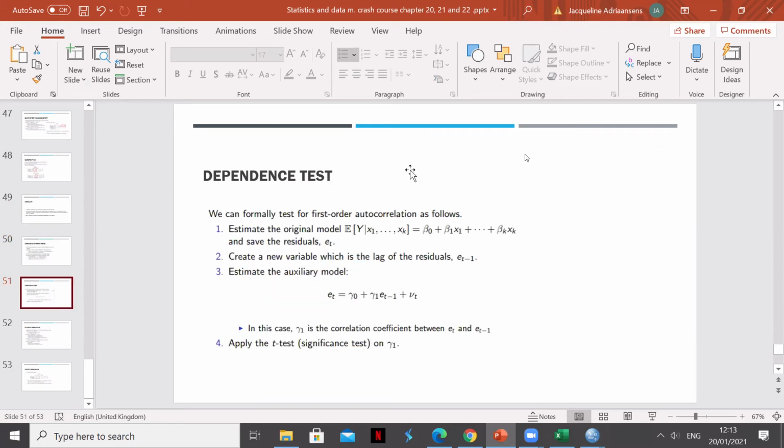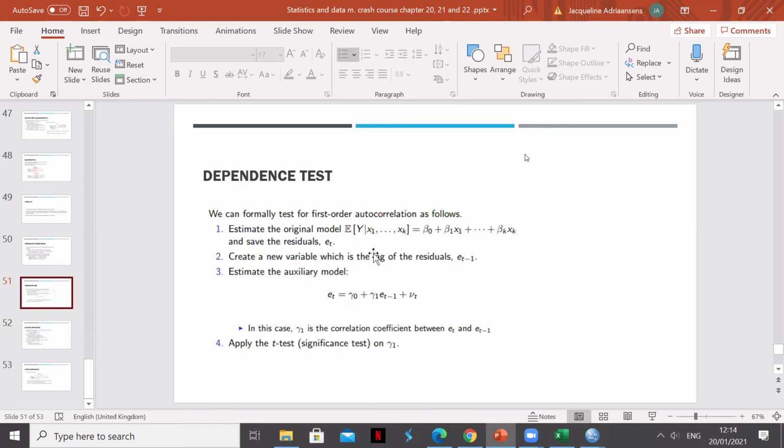So if we have dependence, for a formal test, again, we have 4 steps. And the first step is always sort of the same. You estimate the original model. And what you want is to save the residuals. That's, I think, obvious, because you want to test if the residuals depend on each other. So what you save is the residuals. And there is an example.